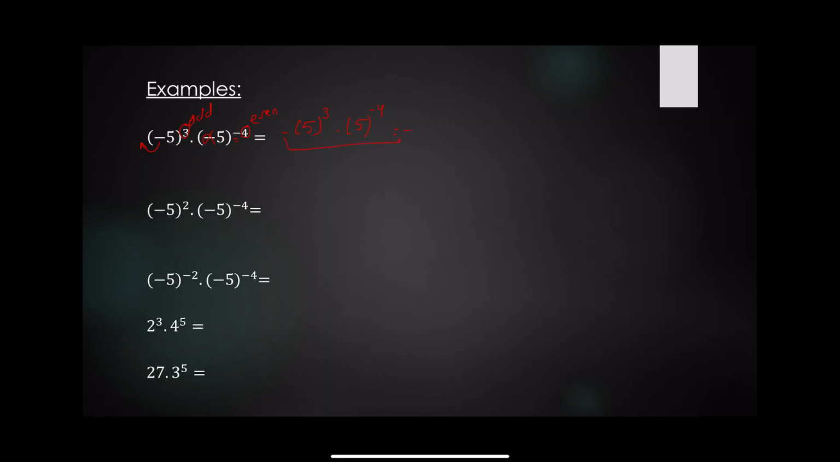This negative will come here. The bases are the same, 5 and 5. And then add the powers, 3 plus negative 4. So it's minus, and then 5 to the power 3 plus negative 4, which is known to be negative 1. Do you remember one of the rules? So leave the minus, and then we need to flip this. So it's 1 over 5 to the power 1. The only power that we don't write is power of 1, or exponent 1, or index 1. So no need to write this exponent. So this can be written as negative 1 over 5.